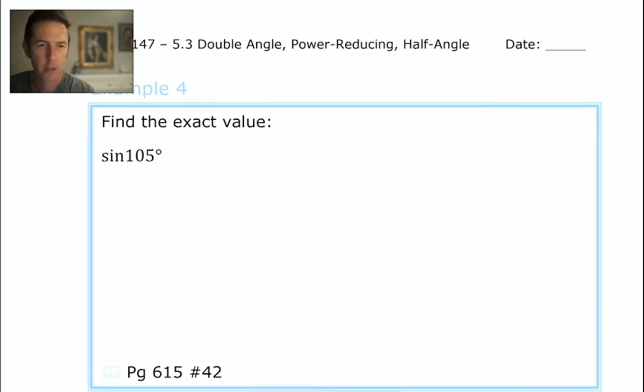Here we're being asked to find the exact value of the sine of 105 degrees. We're going to solve this problem using a half-angle formula.